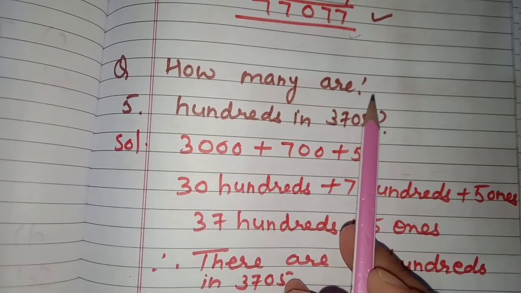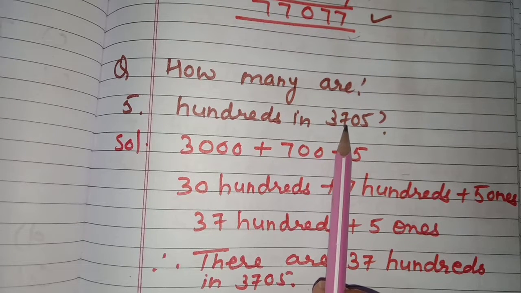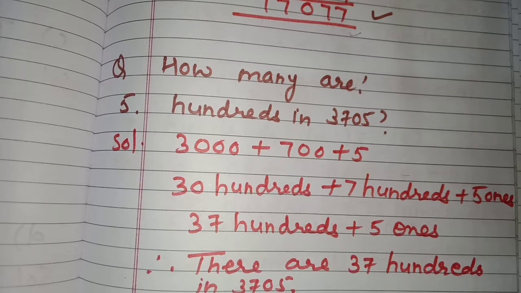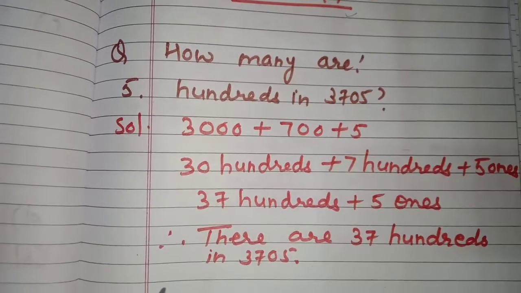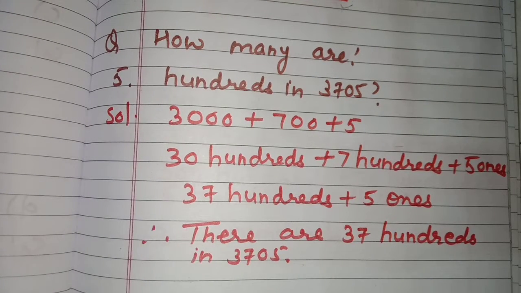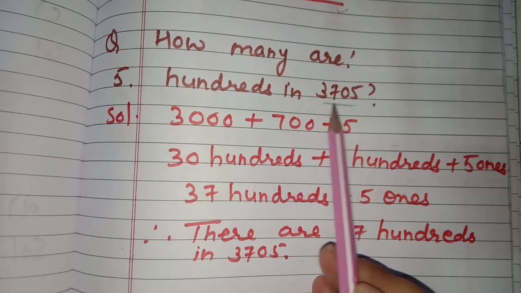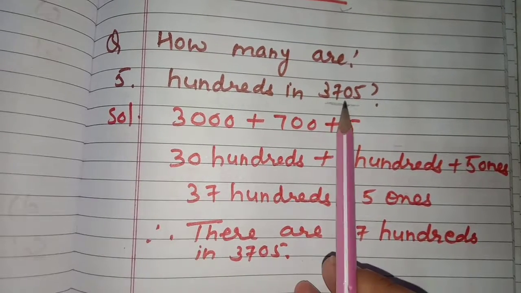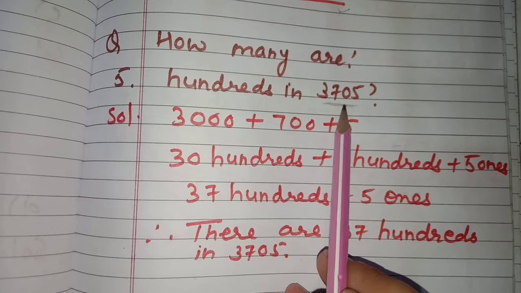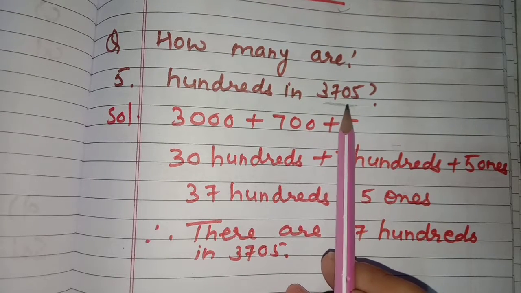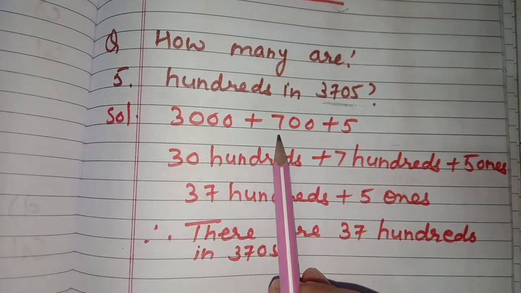Now the next question is, how many are? So here it is, how many hundreds are there in 3705? We have to find how many hundreds are there in this number. So what is the method for finding? First of all, you have to write the expanded form of this number. So write 3, then 3 zeros after 3, because there are 3 digits to the right of 3. So it is 3000.